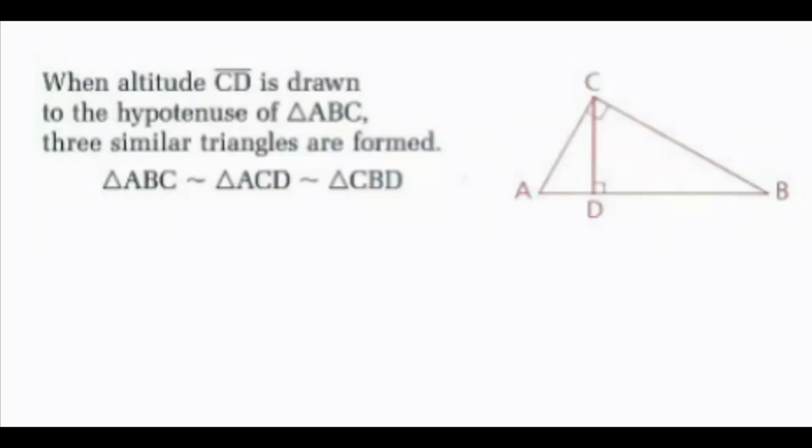In my figure to the right, we have a right triangle, triangle ABC. When I draw in altitude CD to the hypotenuse, side AB, it creates three similar triangles. The smallest triangle, triangle ACD, is similar to my medium-sized triangle, triangle CDB, which is similar to my largest triangle, triangle ACB. All three of these triangles will be similar by AA similarity.